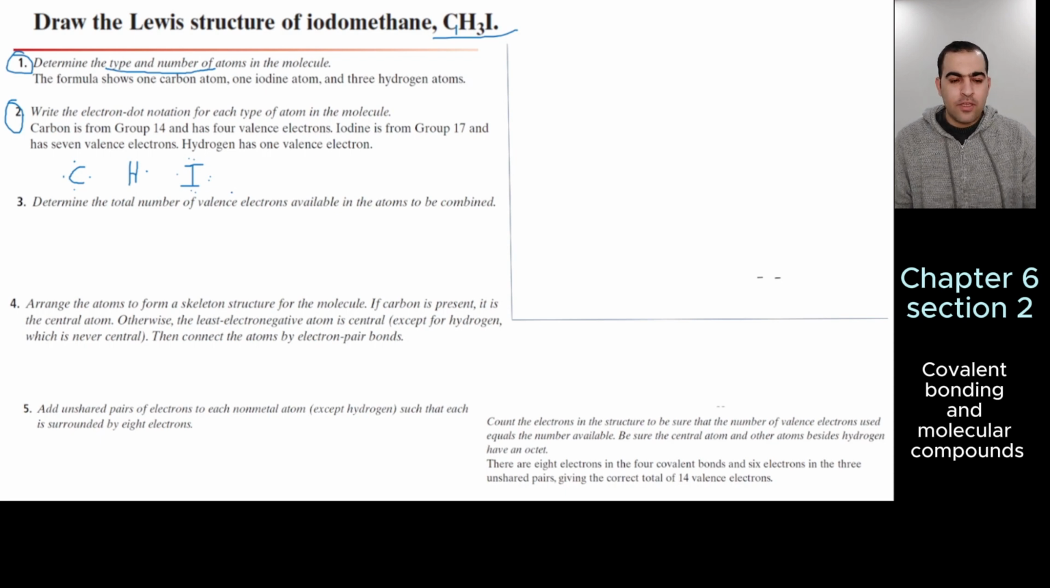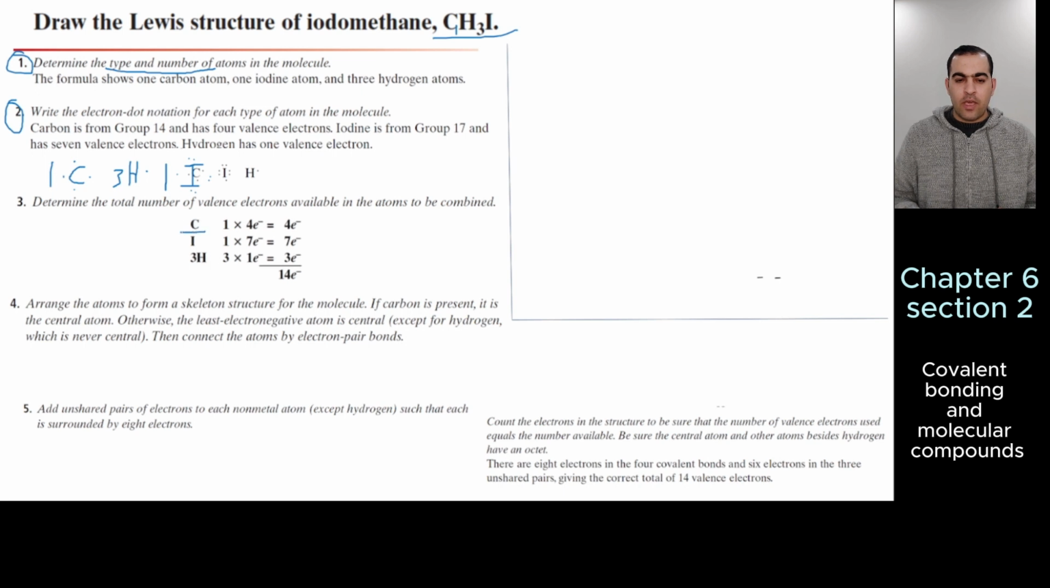Next step, determine the total number of valence electrons available in the atoms to be combined. How do we know the number of valence electrons the atoms have in this molecule? We have 1 carbon, 3 hydrogen and 1 iodine. Carbon has 4, 3 hydrogens have 3 valence electrons, so 3 plus 4 is 7. Iodine has 7 too. Totally 14. We can do it like that.